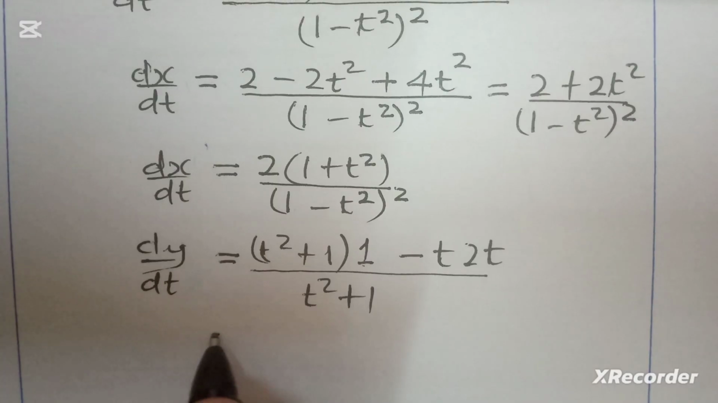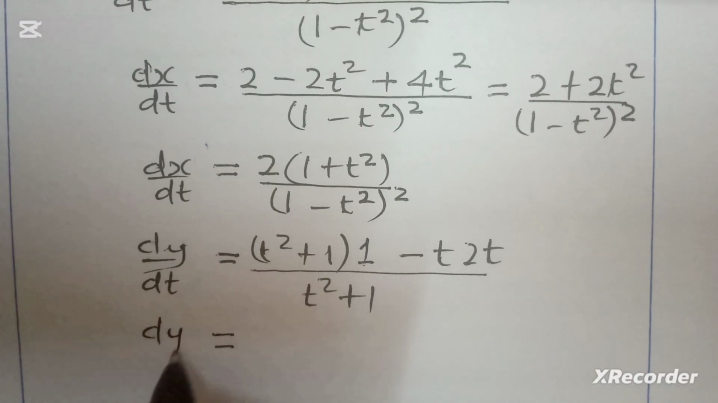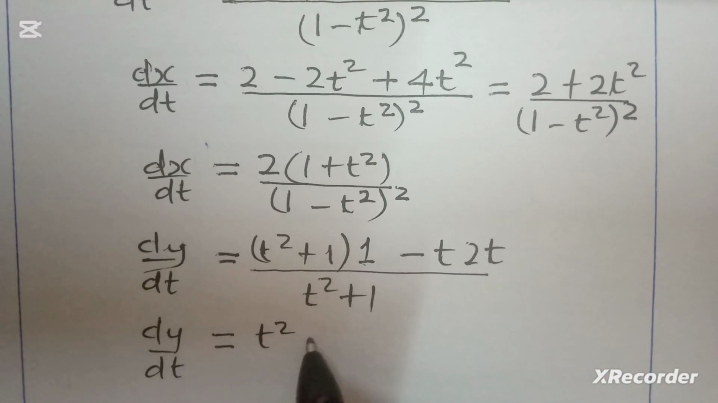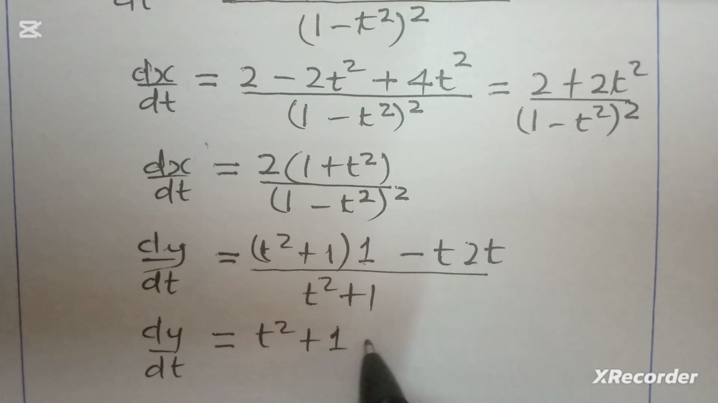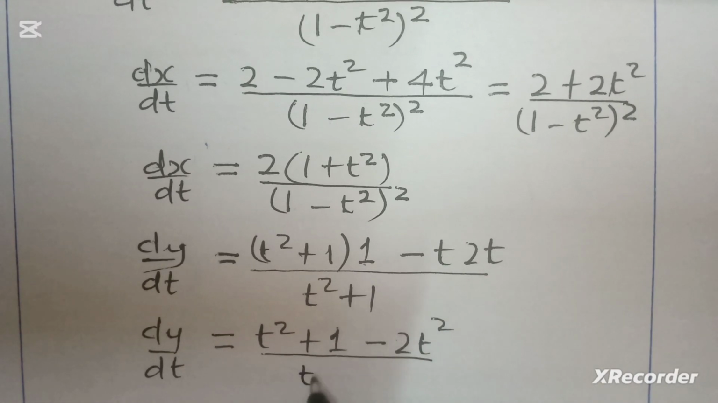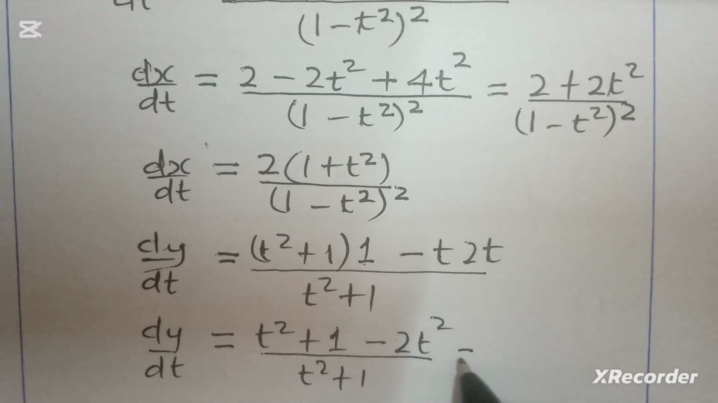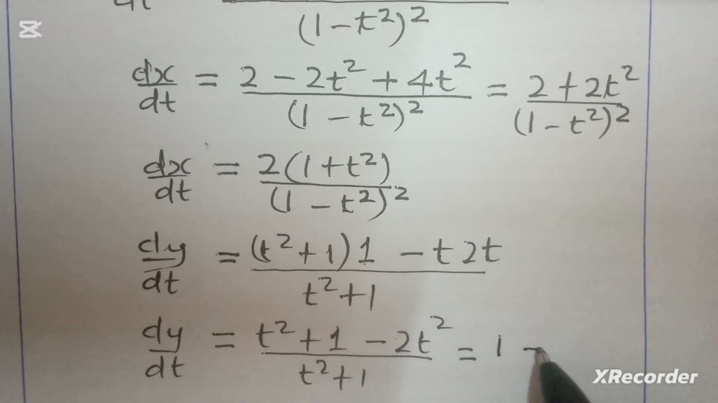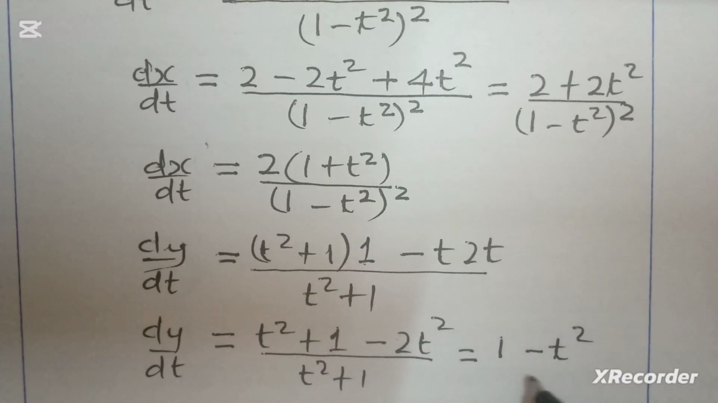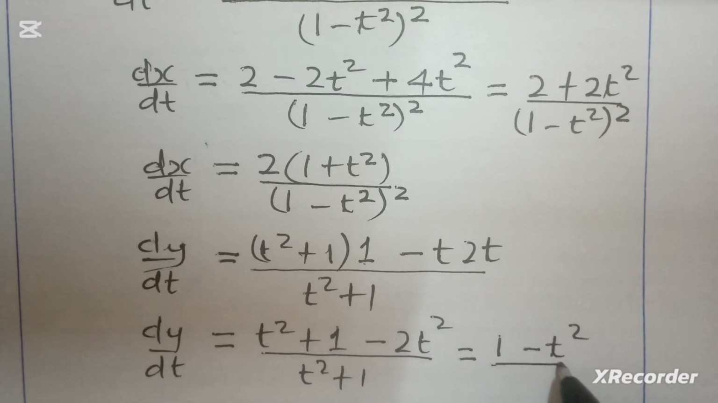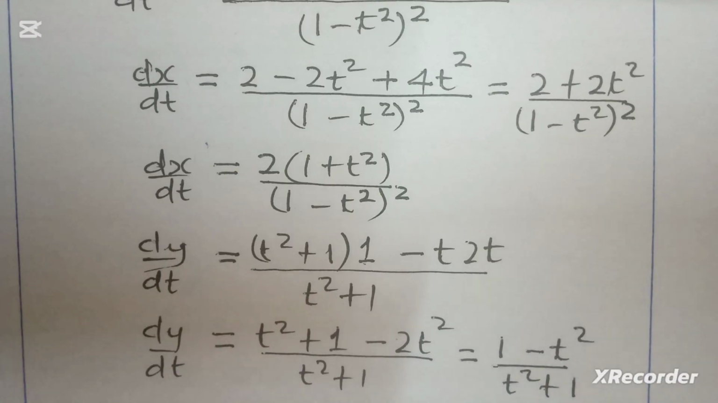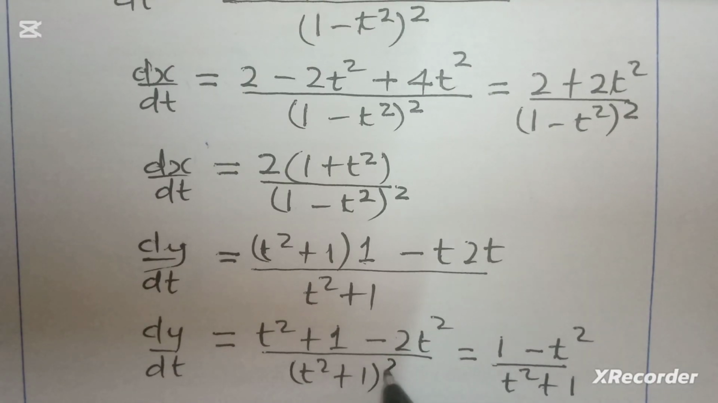So from there we go and evaluate that. This is going to be t squared plus 1 minus 2t squared all over t squared plus 1. This gives us 1 minus t squared, because t squared minus 2t squared is equal to 1 minus t squared, all over t squared plus 1 squared. This is now squared because it's v squared.